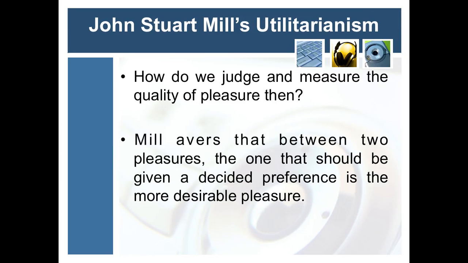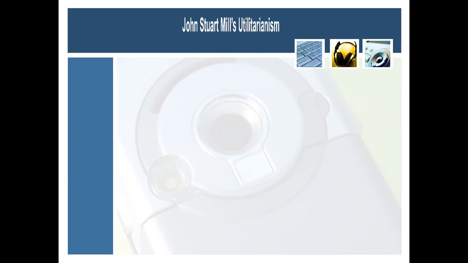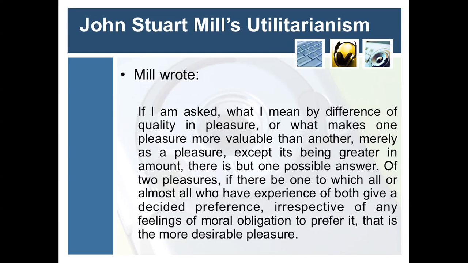Mill avers that between two pleasures, the one that should be given a decided preference is the more desirable pleasure. Mill wrote, "If I am asked what I mean by difference of quality in pleasure, or what makes one pleasure more valuable than another, merely as a pleasure, except its being greater in amount, there is but one possible answer. Of two pleasures, if there be one to which all or almost all who have experience of both give a decided preference, irrespective of any feelings of moral obligation to prefer it, that is the more desirable pleasure."